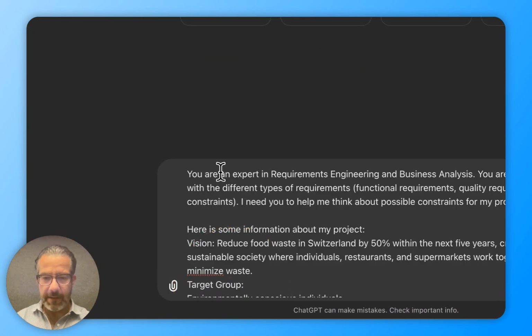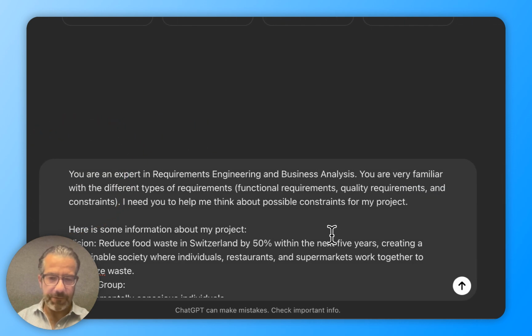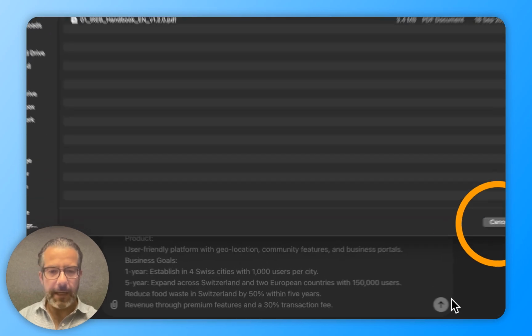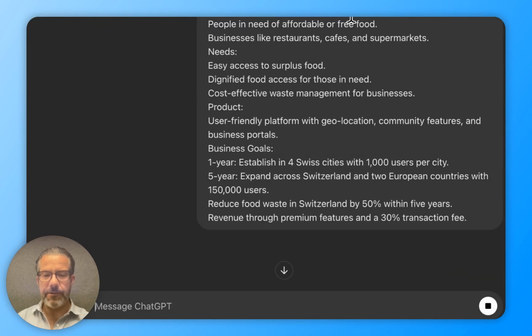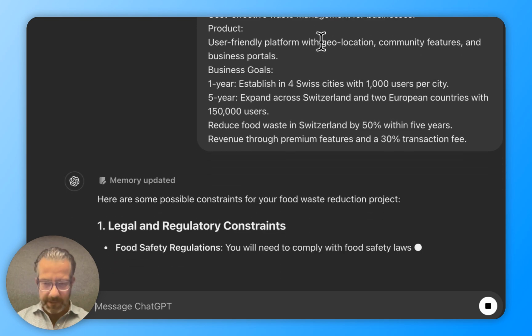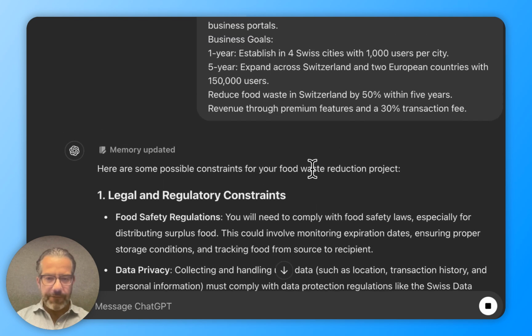So you can see the basic prompt I walked you through before, and then you can see the information about my specific project. And actually it should not do this. I just wanted to send the prompt, and now it should already start telling me what constraints I should consider. Here are some of the possible constraints for your food waste reduction project. If you didn't follow my last video, my preferred case study right now that I use for a lot of these examples is an app to reduce food waste in Switzerland by 50% within the next 5 years.